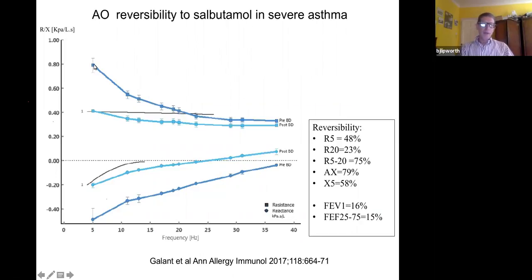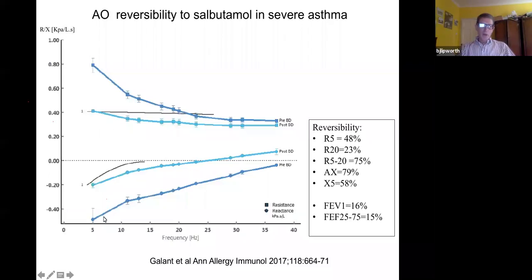So the dark blue is the pre-bronchodilator for resistance. Here's the pre-bronchodilator for reactance. And then this is the post-bronchodilator curve in lighter blue. So you can see here, firstly, if we look at the resistance curve, before the bronchodilator, there's a lot of variation, or what we call heterogeneity, in resistance according to frequency. In other words, the resistance at 5 hertz is much greater than the resistance at 20 hertz. But after bronchodilator, that heterogeneity or difference in resistance is much less. Very little difference at all between 5 and 20 hertz.